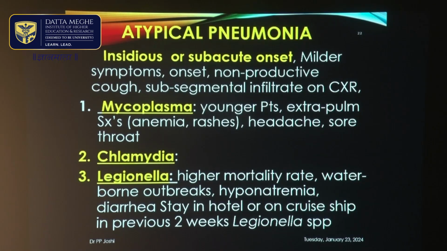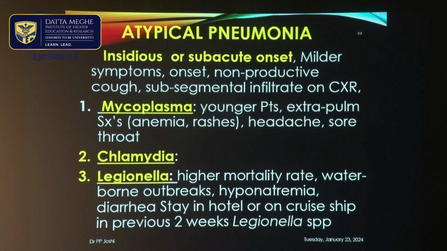Atypical pneumonia is caused by Mycoplasma, Chlamydia, and Legionella, where the onset is insidious, subacute, and milder symptoms are present. Patients have a non-productive cough, and there is no sputum. If you take an X-ray, it shows subsegmental infiltrates or patchy infiltrates on the chest X-ray.